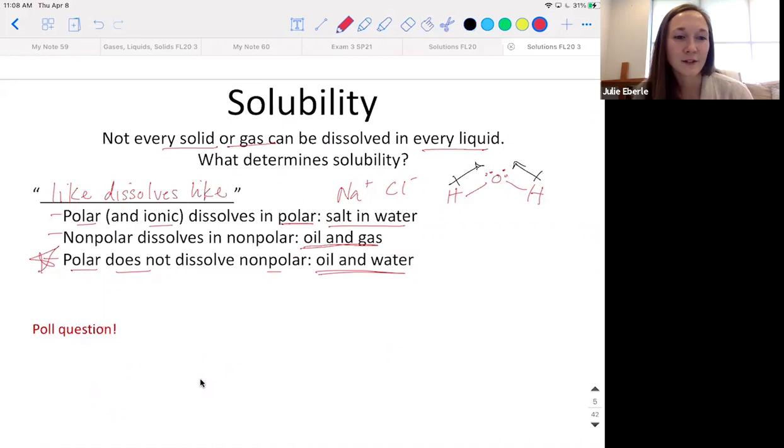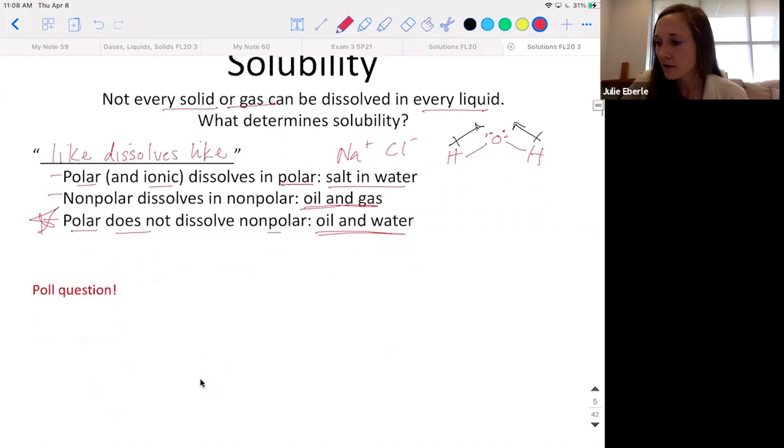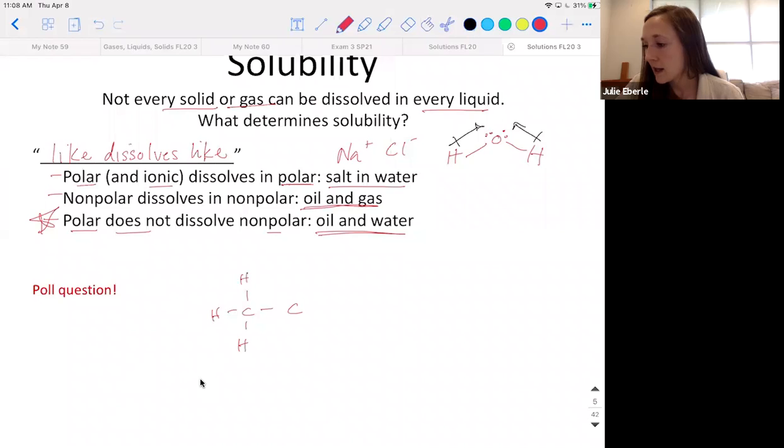All right, here's the question. Based on the concept, like dissolves like, which of the following solutes would dissolve in acetone? Okay, acetone's like fingernail polish remover. And I'm going to draw this out so you can see what acetone looks like. CH3. You got a carbon. Okay, oxygen parentheses. So it's branched off the carbon. And then you got another CH3.